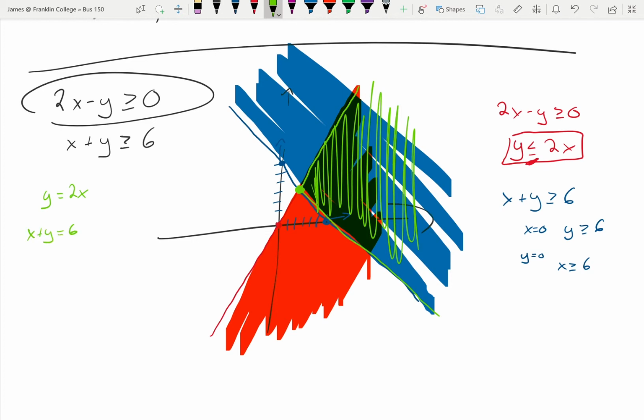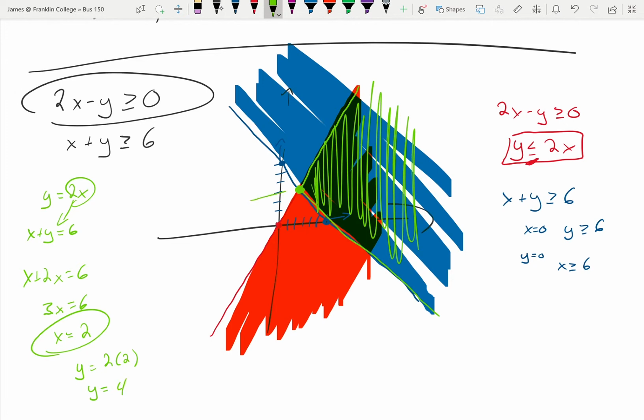Now notice that these are not inequalities, and that is because we're dealing with the specific lines that we have graphed. So if y equals 2x, we can plug in that 2x for this y in the other equation to solve for our x variable. So we're going to get x plus 2x equals 6, 3x equals 6, x equals 2. And then if y equals 2x, then we know that y equals 2 times 2, or y equals 4.